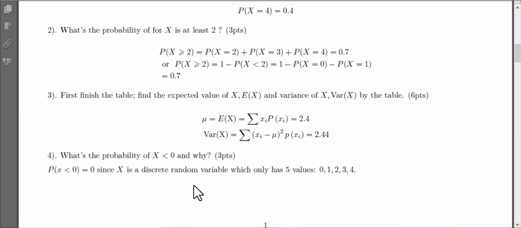And then what is the probability for X less than 0? Remember, capital X is a discrete random variable which only has 5 values: 0, 1, 2, 3, 4. So it's impossible to get a value less than 0. Okay, that's impossible. Here should be capital X.